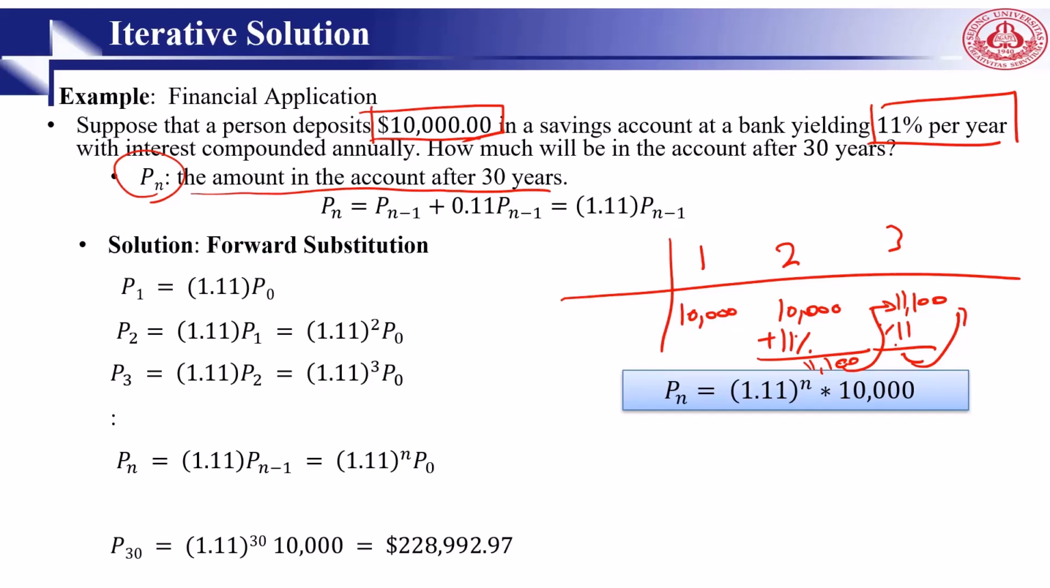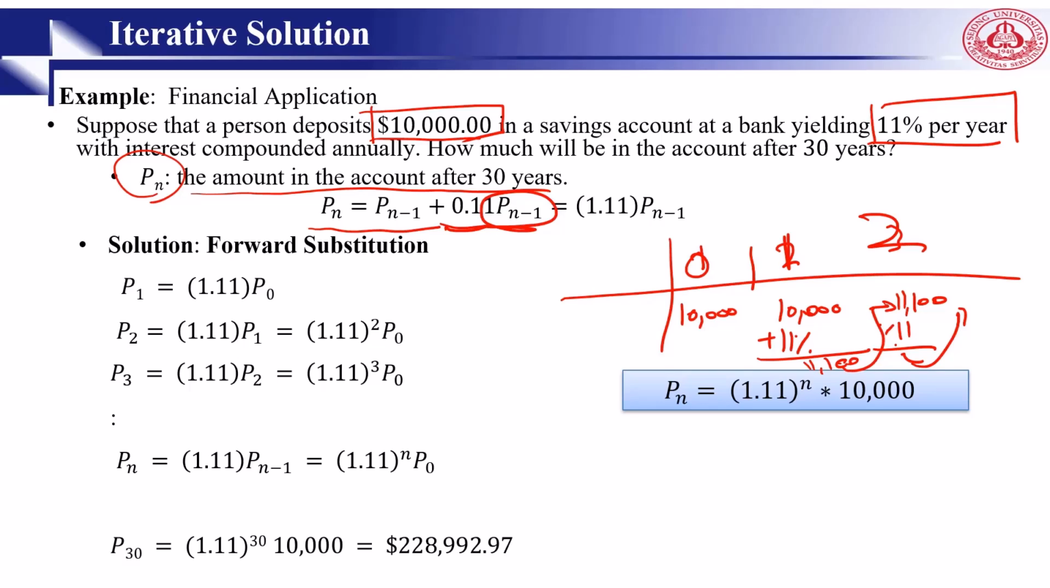So Pn satisfies this relation: Pn minus 1 plus 11% of the amount of the previous year. At the end of the first year, the money will be 10,000. So this is the start, you can say year 0. This is year 1, this is year 2, right? It means at the end, after 12 months, we will calculate in this way. So Pn will be Pn minus 1 plus the interest of that year. We can say 1.11 times Pn minus 1, right?